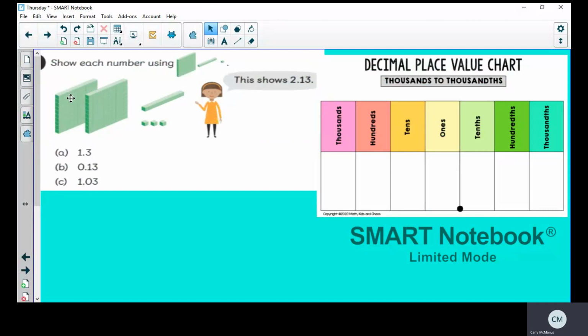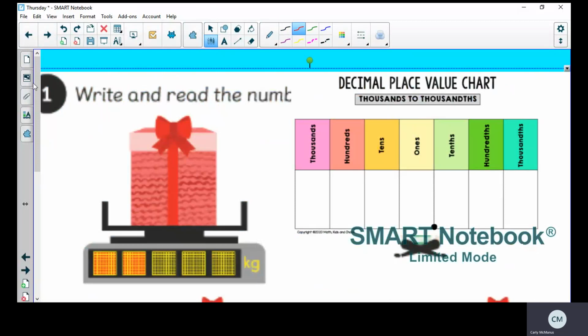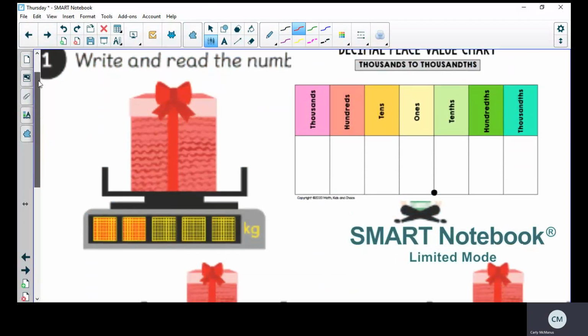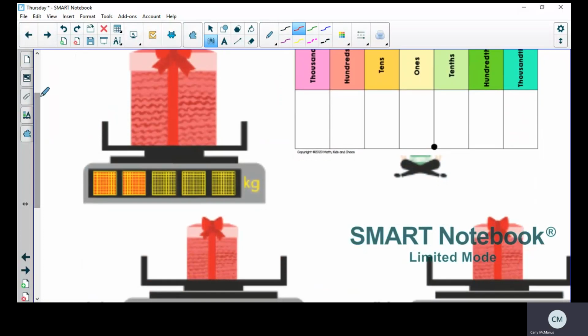So the reason for that is you've got 2 whole numbers. So that is your ones. And then you've got 1/10. And then you've got 3 hundredths. Okay. So today I'm going to go through you looking at pictures and working out what the decimal number is from these pictures.